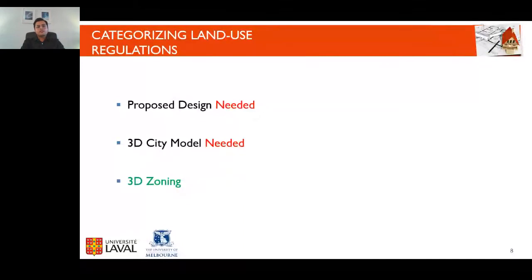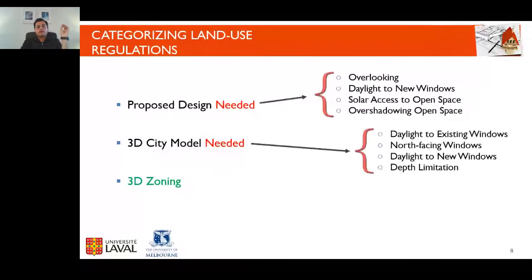The main distinction between these groups is whether physical objects are required, either in the new development proposal or in surrounding buildings or city furniture, to map or represent these restrictions into 3D zoning. The first 2 groups that I've listed some examples here include those for which the design of the proposed development or surrounding buildings and city furniture are required.